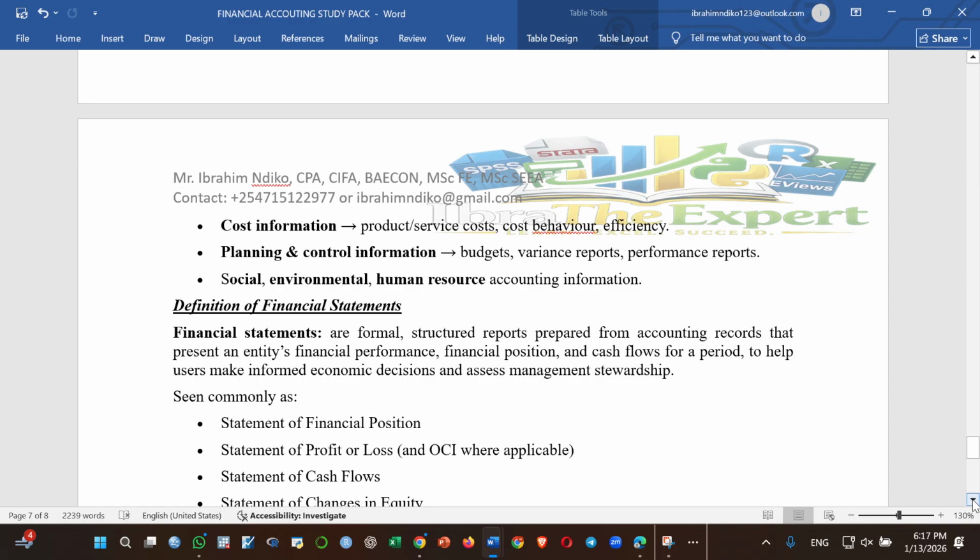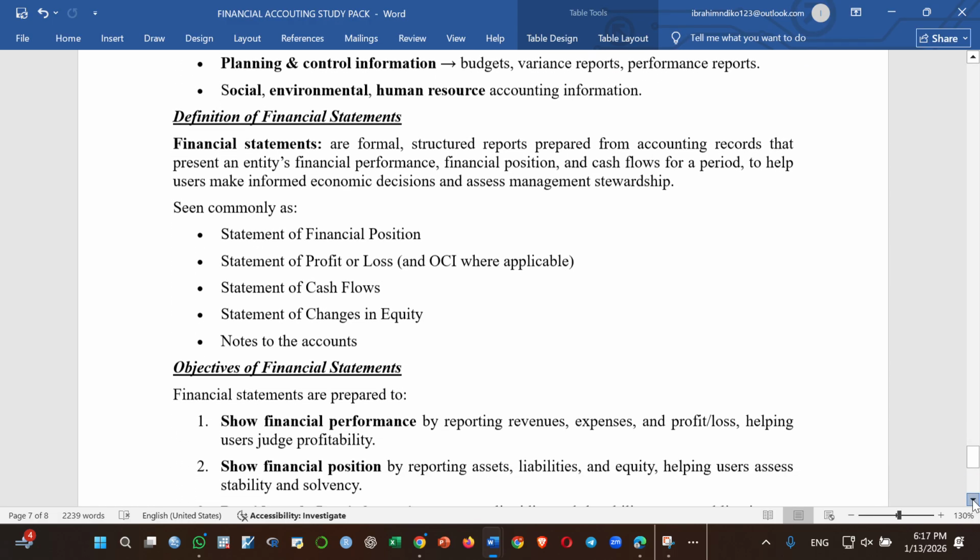Then you have the planning and controlling information. That is the information about the budget of the business, the performance report. Then the last one, which is very important, is social corporate responsibility. So the information about social, environmental, and human resource accounting information. That is the impact of the business on the environment, the impact of the business on people, and then the human resource accounting information, the information about the human resource from the business perspective. That one is correct. That one is well said.